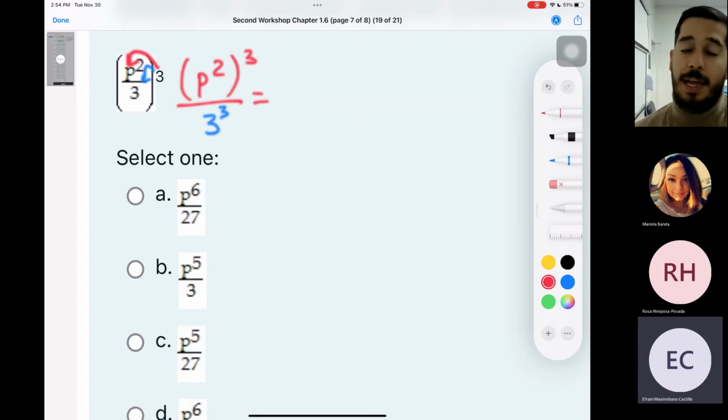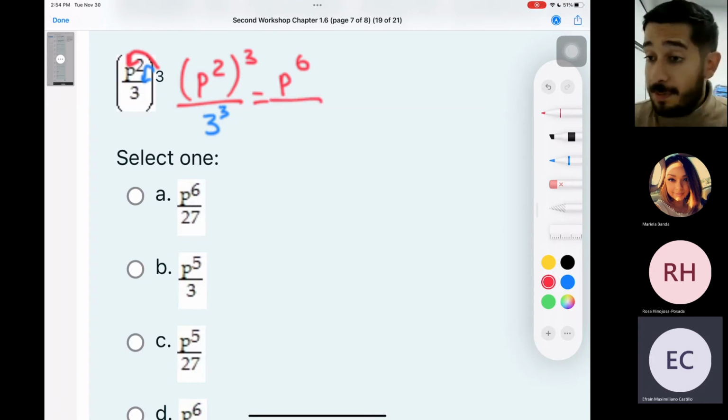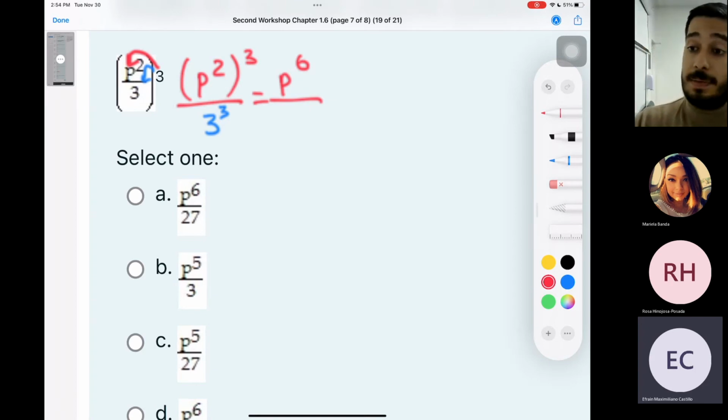Let's see where this takes us. I have a variable with two exponents, multiplication. 2 times 3, that's 6. And on the bottom, I have a number with an exponent. That's a mathematical operation. So it's 3 times itself 3 times. So 3 times 3 times 3. That's a repeated multiplication. 3 times 3, 9, times 3 should be 27.